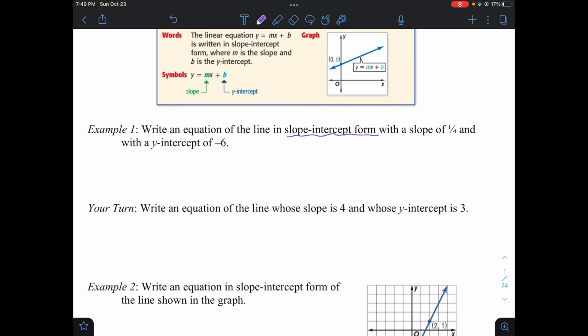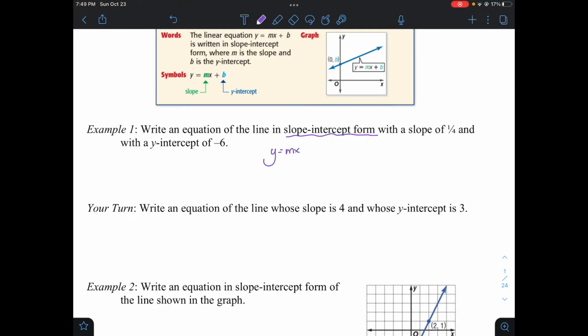So for our first example, it says write an equation of a line in slope-intercept form with a slope of 1/4 and a y-intercept of -6. So as soon as I see slope-intercept form, I'm writing y equals mx plus b. And then I'm going to say, okay, my m is what? My b is what? Because those are the two pieces of information we need to write our equation in this form. So reading the directions, they told us the slope is 1/4. Great, that's done. B, that means that's my y-intercept. That's -6. Perfect, we have both things.